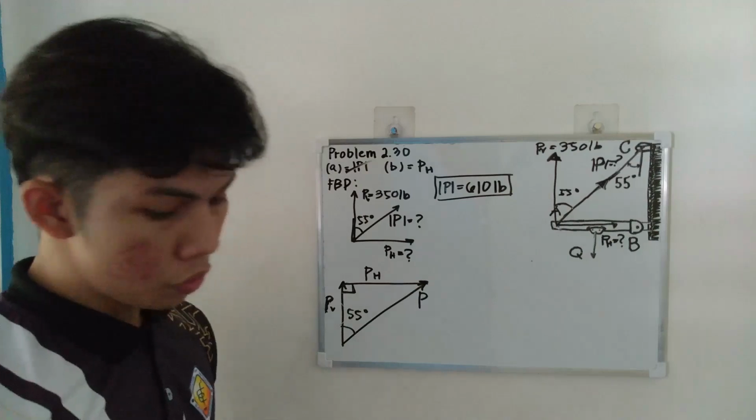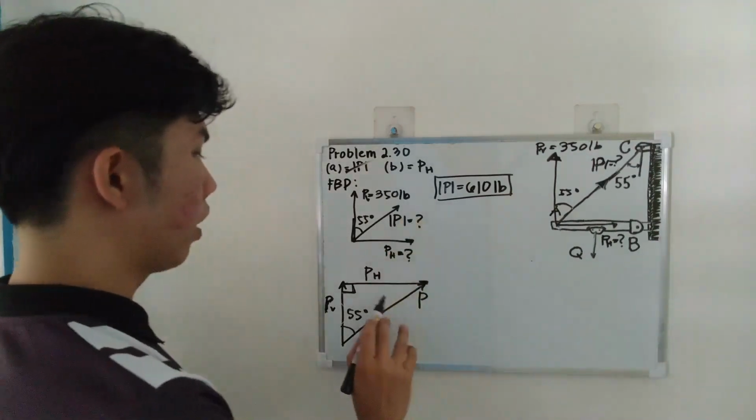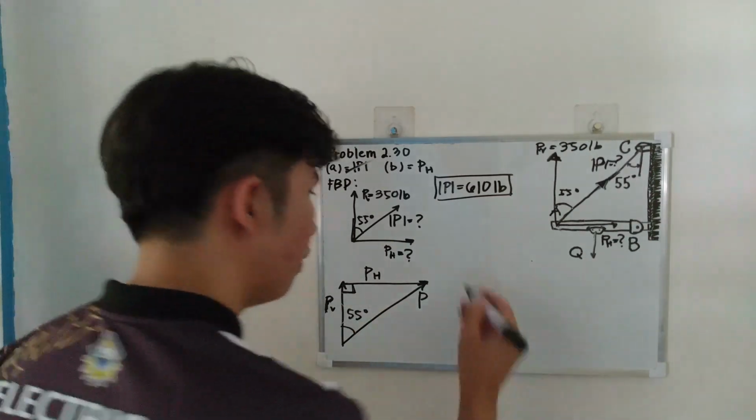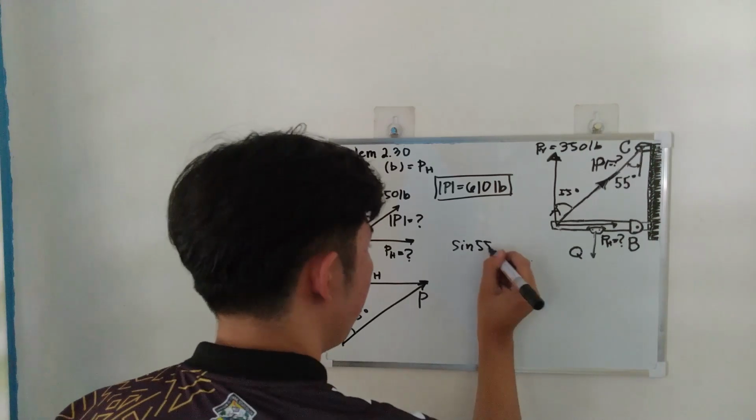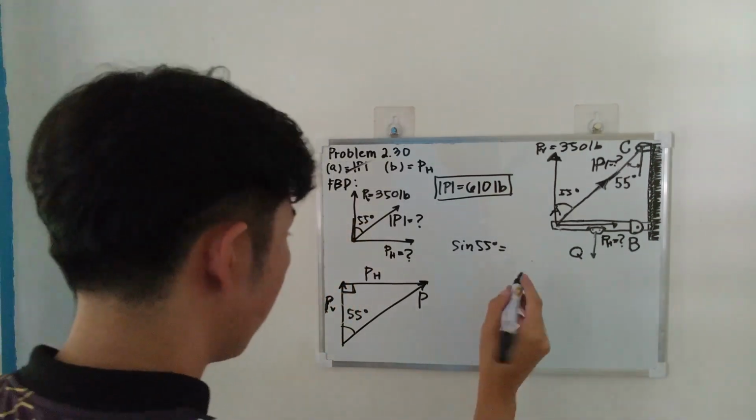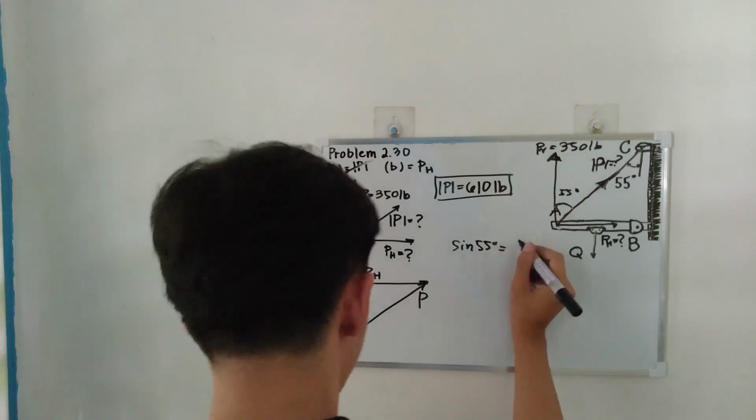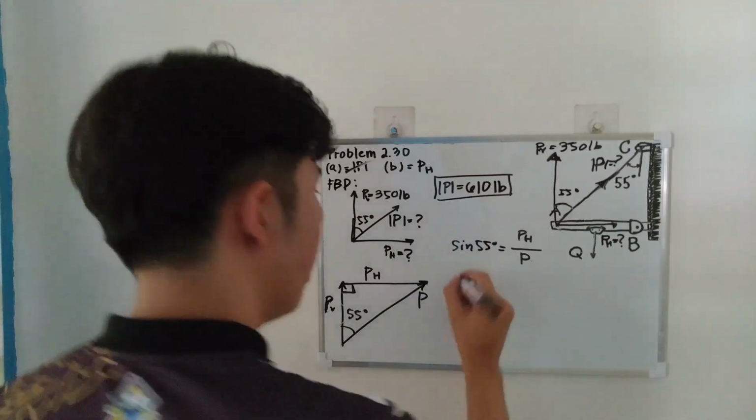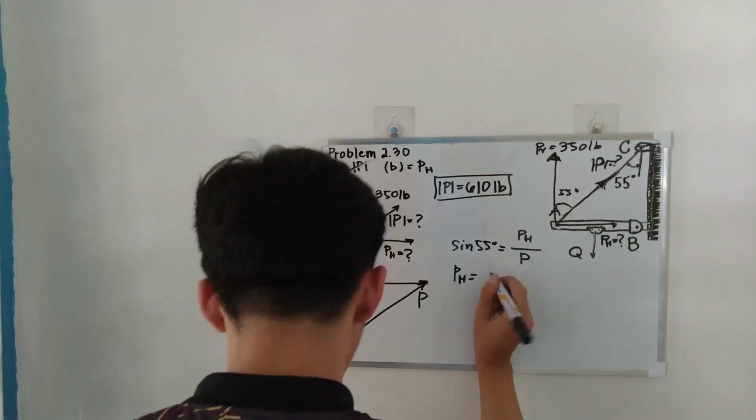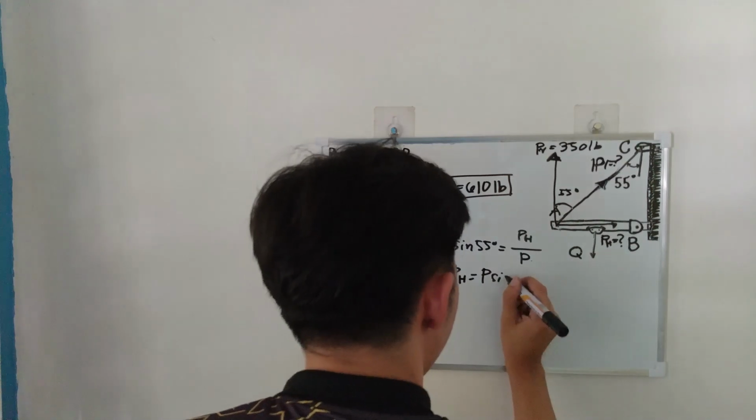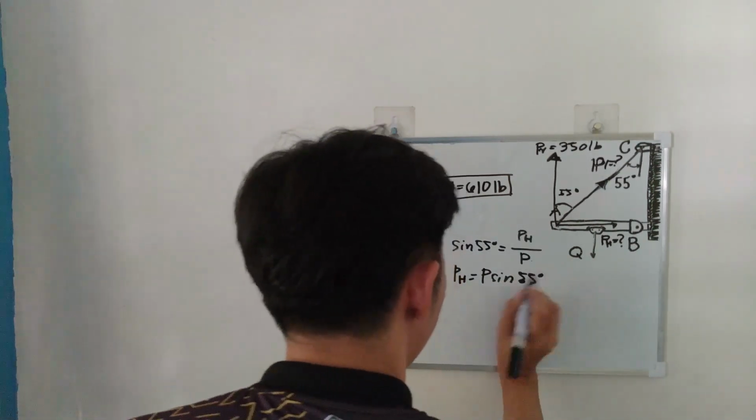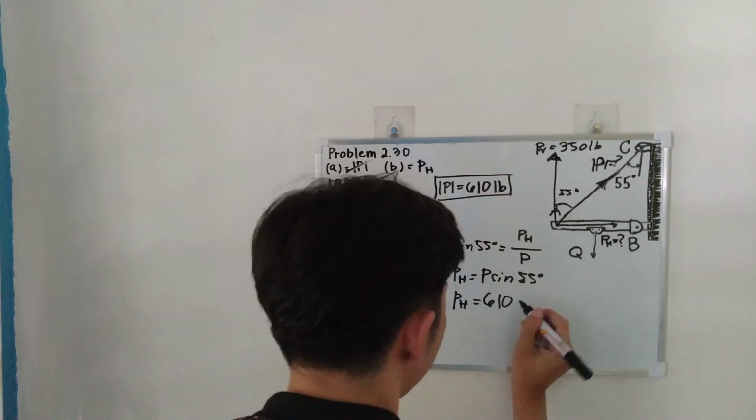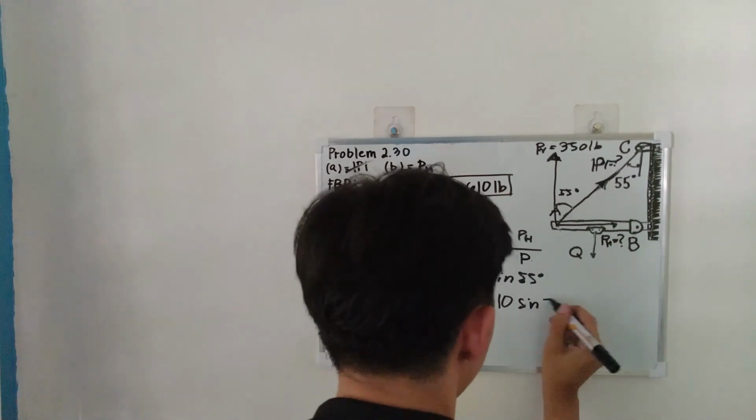Now we are also required to find the horizontal component, the PH. If we apply the sine of the angle to this right triangle, we have sine 55 equals perpendicular over hypotenuse, PH over P. Then we get PH, since we're finding PH, equals P sine 55. So, substitute the value of P here. We have 610 pounds sine 55.